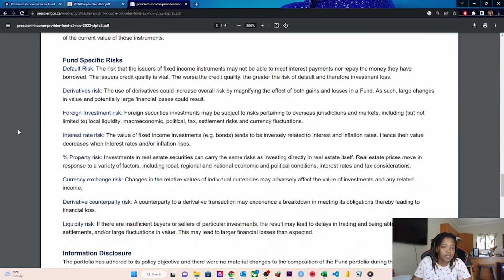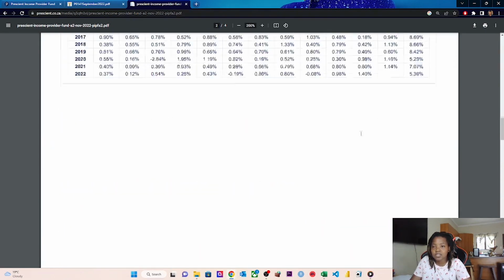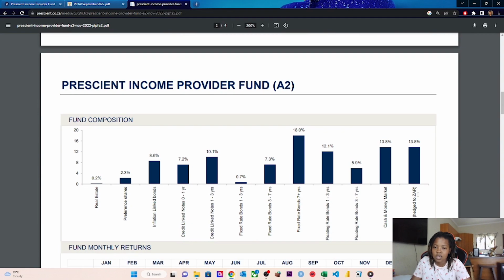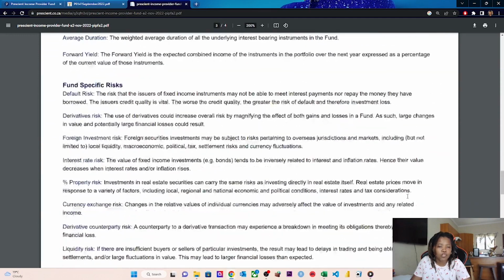Okay, fund-specific risks. So there's default risk, which is the risk that the issuers of fixed income securities, ESCOM, may not be able to meet interest payments nor repay the money they have borrowed. The issuer's credit quality is vital. The worse the credit quality, the greater the risk of default and therefore investment loss. There's some derivative risk. The use of derivatives could increase overall risk by magnifying the effect of both gains and losses in a fund. As such, large changes in value and potential large financial losses could result. So in a fund like this is where you're typically seeing derivatives. So it's that offshore hedged to ZAR, right? They'll do some cool stuff over there.